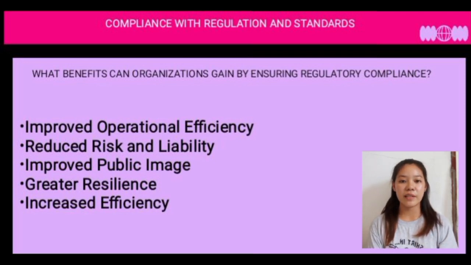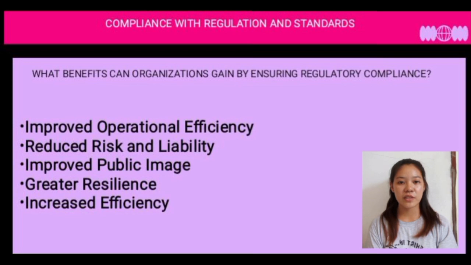3. Improved public image. Organizations that comply with regulations gain a positive public image as they demonstrate a commitment to safe and ethical operation. This can lead to improved public trust and increased confidence, which can lead to increased brand value. 4. Greater resilience. Organizations that are compliant are more resilient to changing regulations, as they already have systems in place to meet regulatory demands.